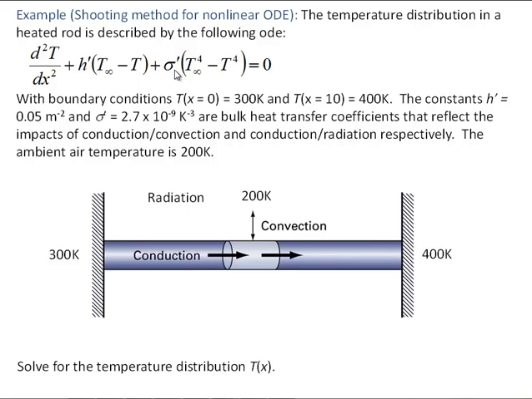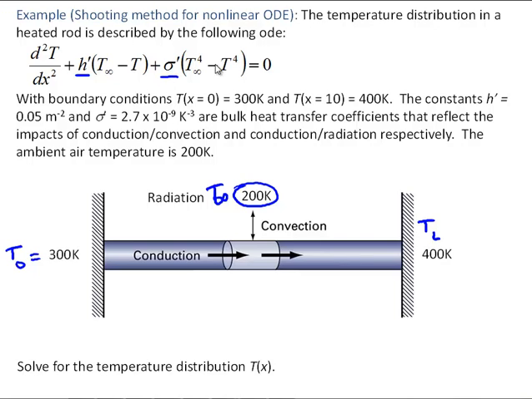Let me define some of these parameters. T infinity is just the ambient temperature. So in this case, we're saying we have a rod out in an ambient temperature of 200 Kelvin, and the rod's heated because on the left-hand side, we'll call this T0, that's equal to 300 Kelvin. That's one boundary condition. And on the right-hand side of the rod, we'll call this TL, that's equal to 400 Kelvin, at x equals 10. The two coefficients, h prime and sigma prime, are bulk heat transfer coefficients, combining the effects of conduction and convection in h prime and conduction and radiation in sigma prime.